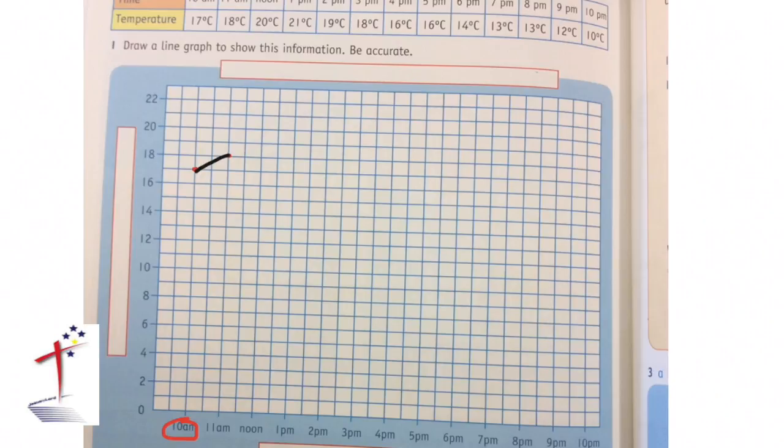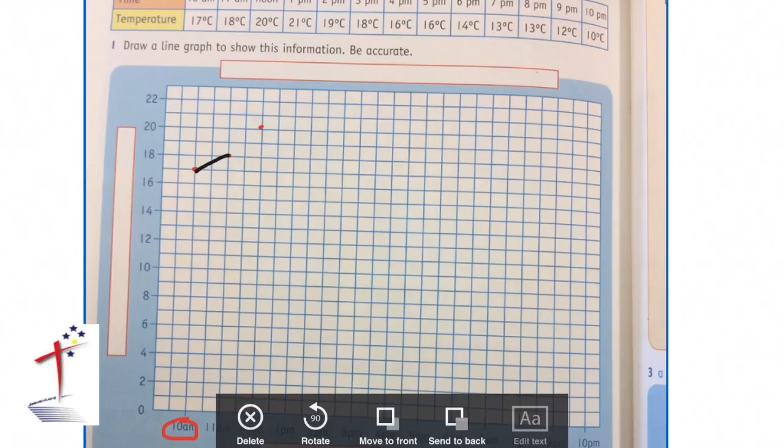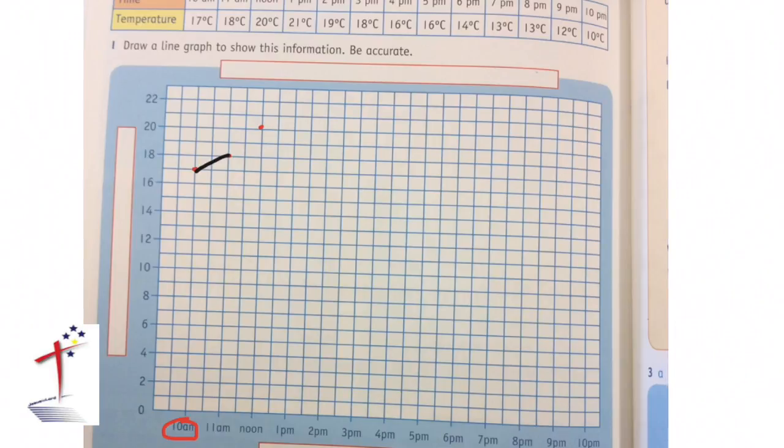I'll do one more and then I'm going to let you go and do the rest. So at noon, it was 20 degrees. So we find noon and draw a dot. Then we need to connect the dots again with our ruler. So you can see that you're going to end up with a line like a snake going across the grid.